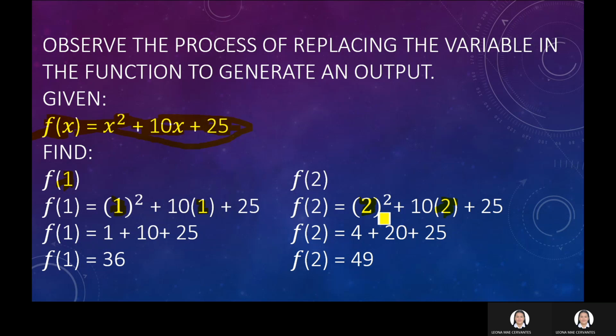So we have 2 squared plus 10 times 2 plus 25. So we have 2 squared is equal to 4. 10 times 2 is equal to 20, plus 25. So we have f of 2 is equal to 49. Okay. Next.